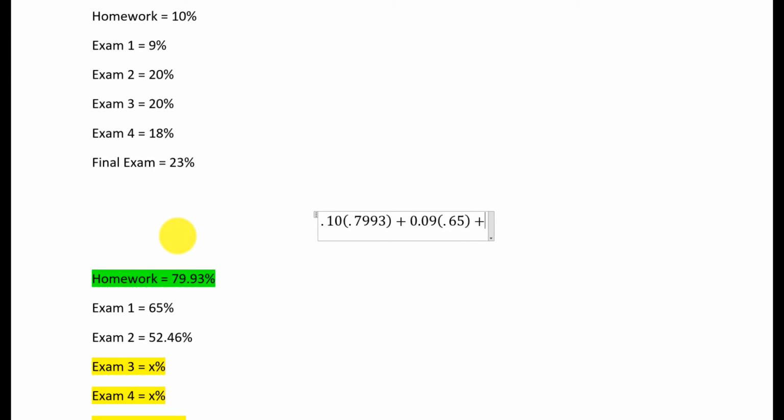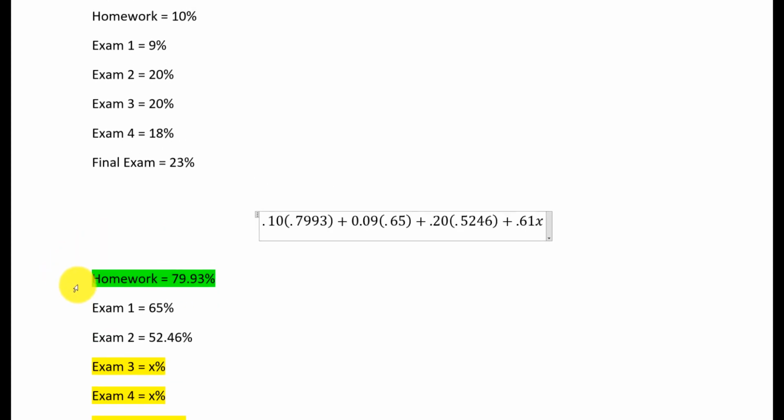And we know that 20% of our grade goes to exam 2, and we have a 0.5246 on that, or 52.46% on that. And then we know the remainder of our grades, which is 20% plus 18% plus 23%, which is, what is that, 40, 50, 61%. We don't know what that's going to be. We'll call that X. Again, that goes with my yellow highlighting here.